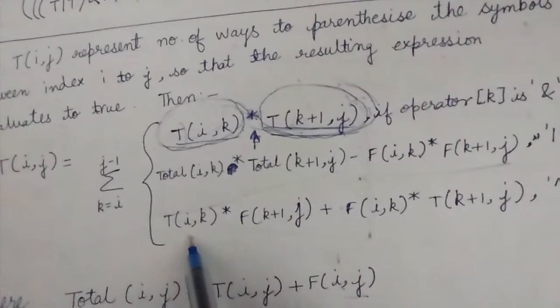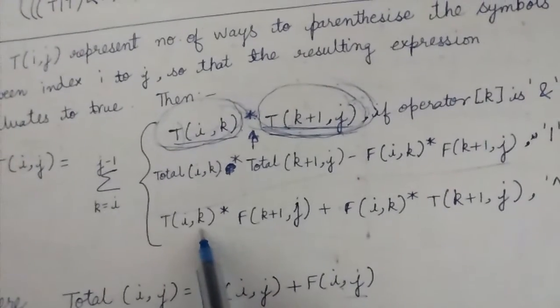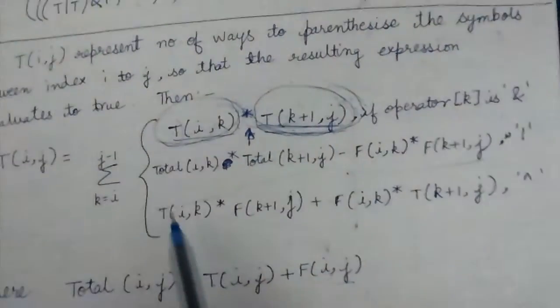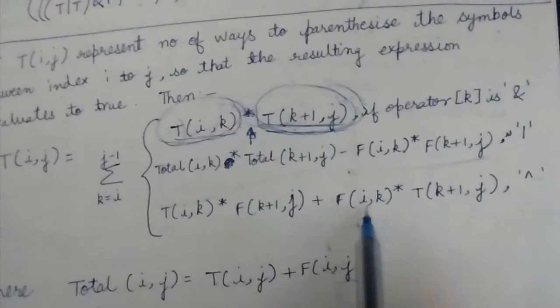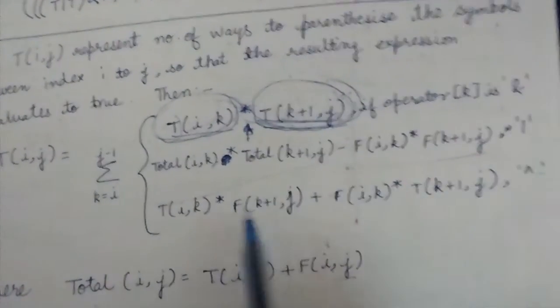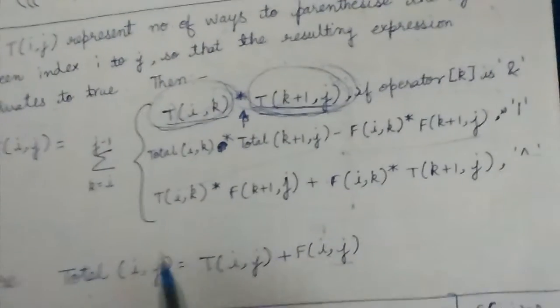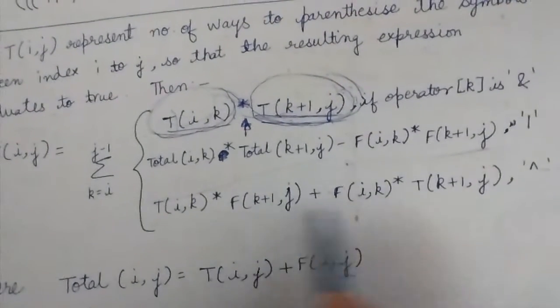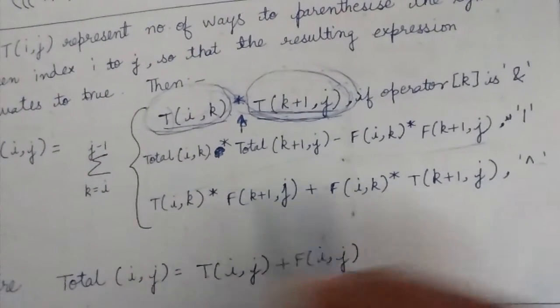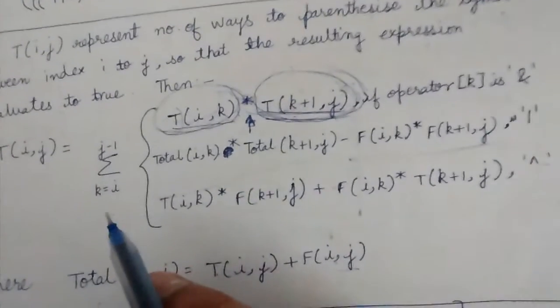Now let us see the third case. T[i][k]. So XOR, when is XOR true? When first is true and second is false, or first is false and second is true. So these two halves of the expression are like that.